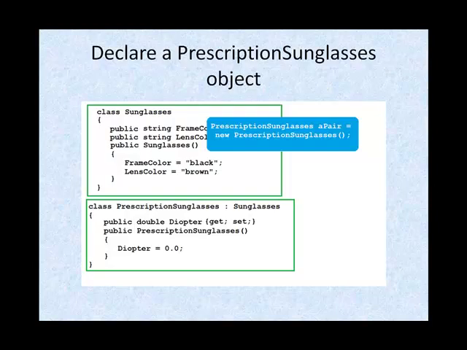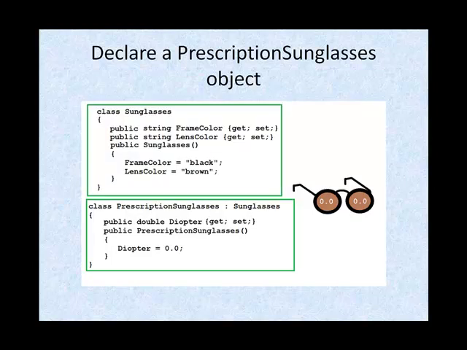When you declare an object of type prescription sunglasses, you call the prescription sunglasses constructor. It in turn calls the sunglasses constructor, which executes first. So when you declare a pair of prescription sunglasses, you get black frames, brown lenses, and a diopter of 0.0. The black frames come from the parent constructor, the brown lenses also come from the parent constructor, and the 0.0 diopter value comes from the child constructor.